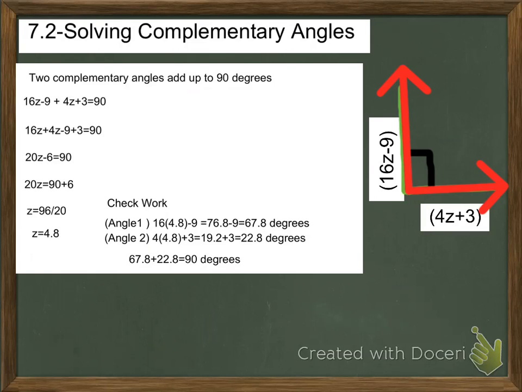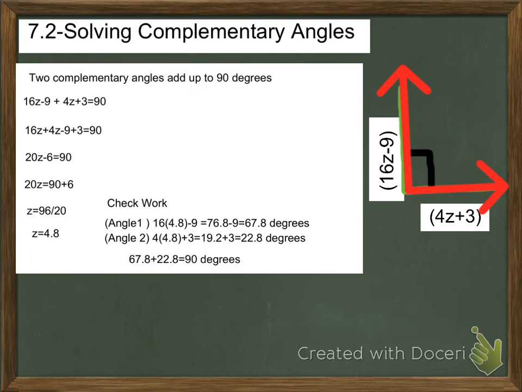Then you change the equation around and flip the sign. So now 20z equals 90 minus 21. So now you do z equals 69 divided by 20. You divide by 20 on each side, and then you get z equals 3.45.